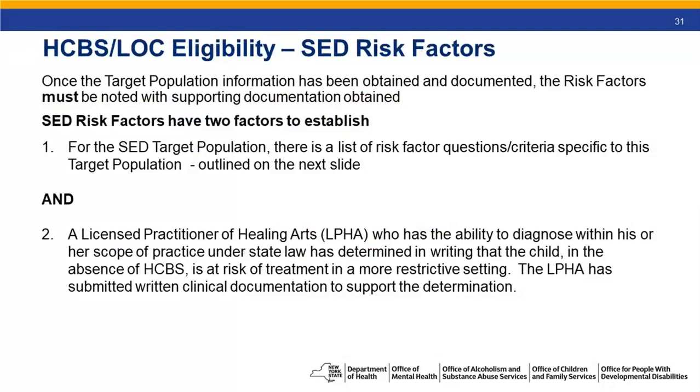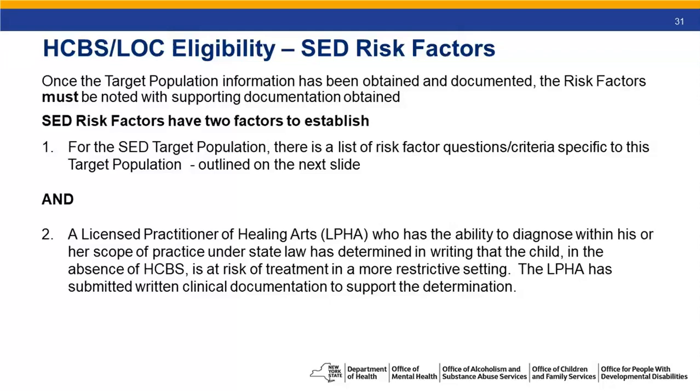You can now proceed to the risk factors. For the SED target population, there are 2 risk factors that you need to go through. The first is a list of risk factor questions or criteria, where you need to identify whether or not the child meets one of them. They're outlined in the next slide.